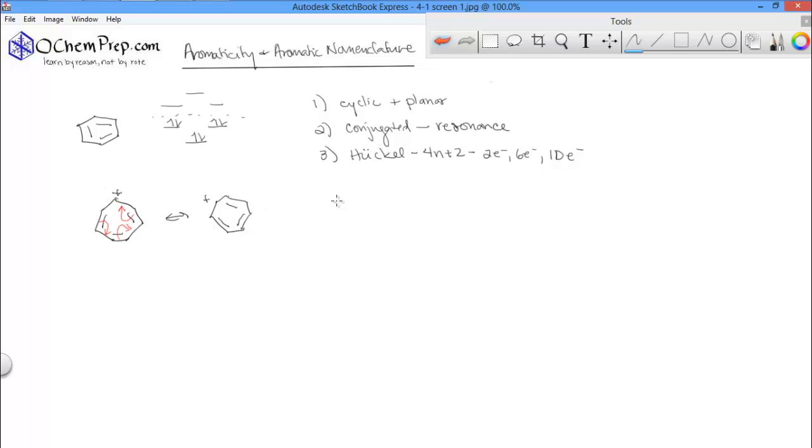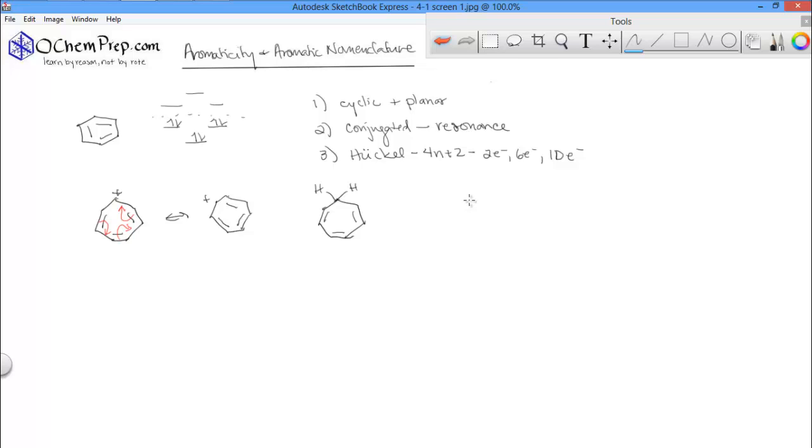If I had this species, oh, that one's much better, and I didn't have a plus charge. In fact, I had 2 H's right here. Even though you'd say it's cyclic, planar, conjugated, and has the right number of electrons, it can't do resonance because if I move this double bond here, the hydrogens would block it and you can't have 5 bonds around carbon.